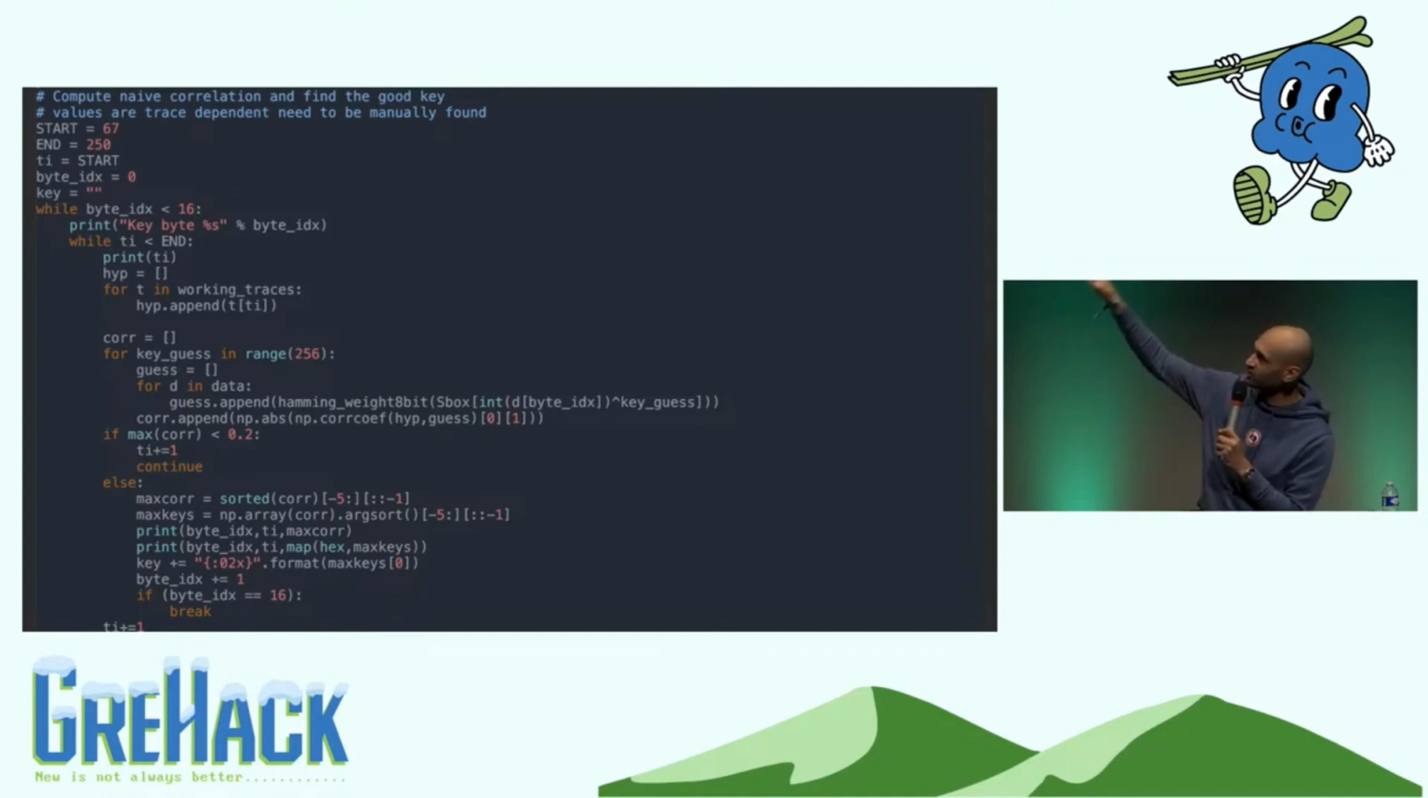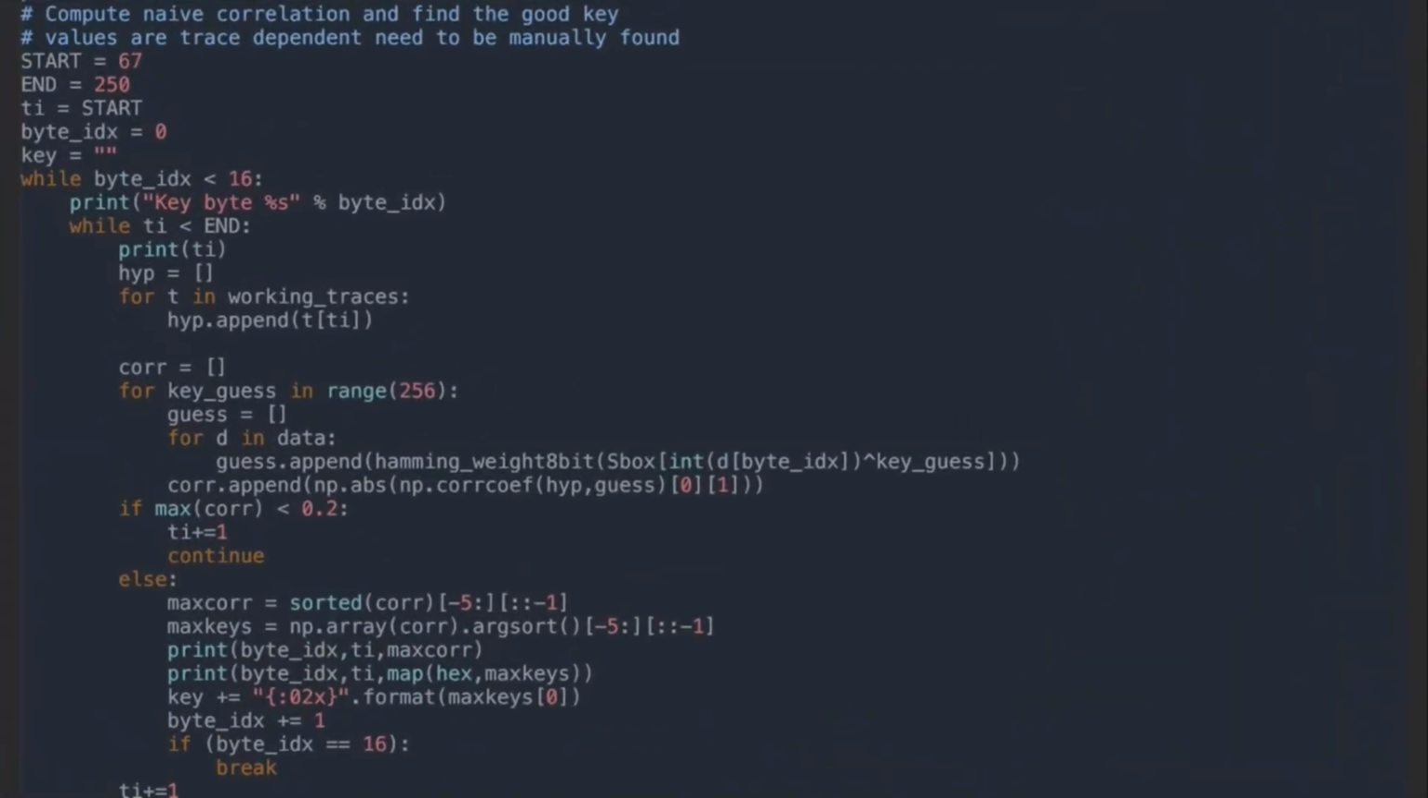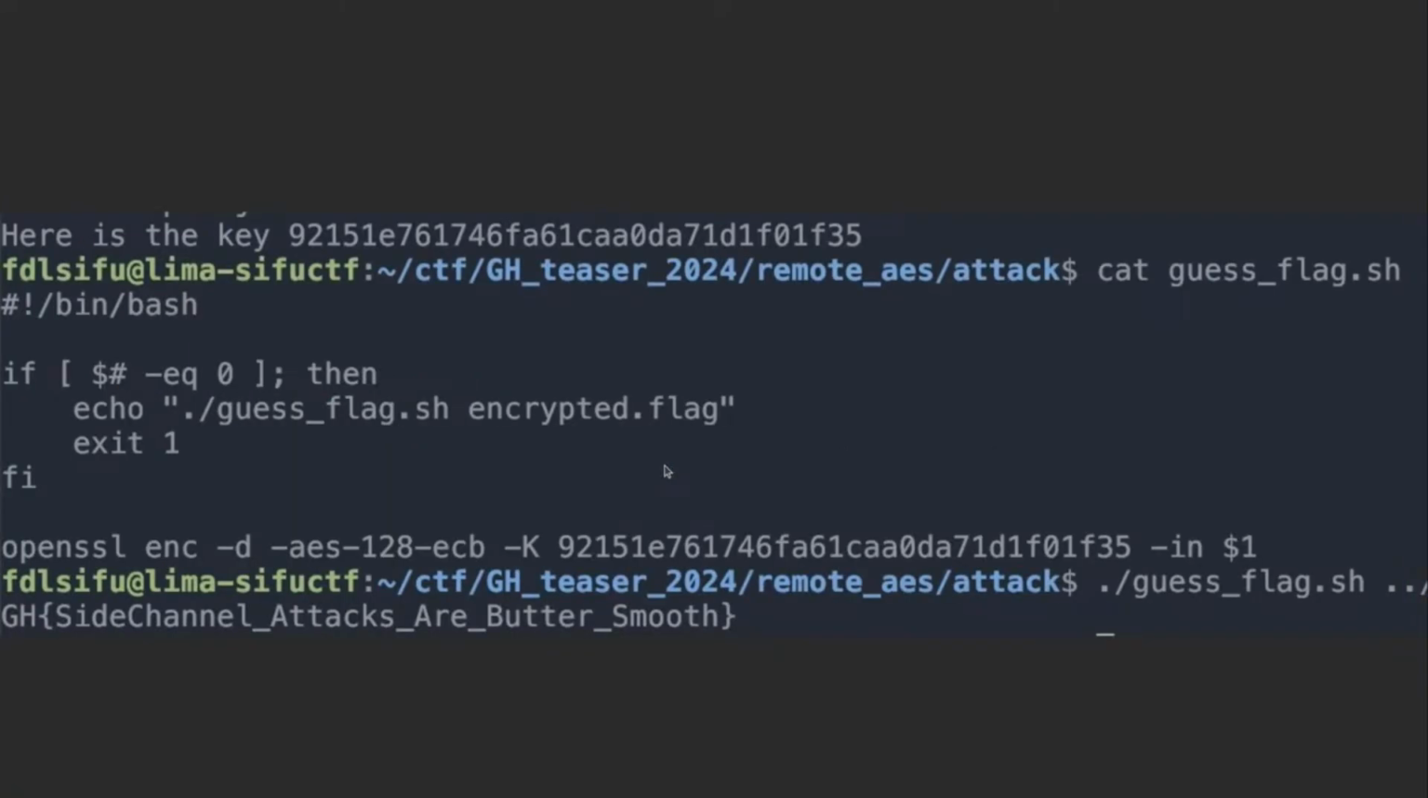So basically I have guesses and traces, and I compute the correlation of the two sets, and I try to find the one that maximizes the correlation. I am using here numpy.corrcoef, which is basically that correlation function, and I do that on the output of the S-box that is happening at the first round of the AES. This gives me the key, which can be used to decrypt using AES ECB, so classic decryption, and to obtain the flag.